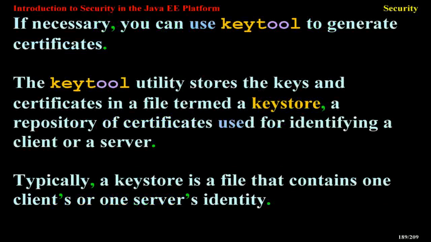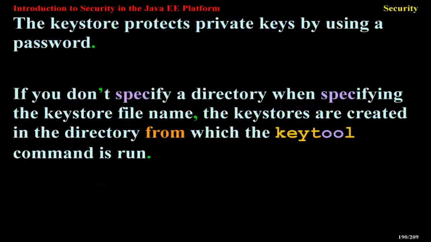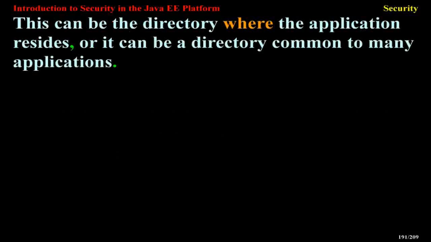The keytool utility stores the keys and certificates in a file termed a keystore, a repository of certificates used for identifying a client or a server. Typically, a keystore is a file that contains one client's or one server's identity. The keystore protects private keys by using a password. If you don't specify a directory when specifying the keystore file name, the keystores are created in the directory from which the keytool command is run. This can be the directory where the application resides, or it can be a directory common to many applications.